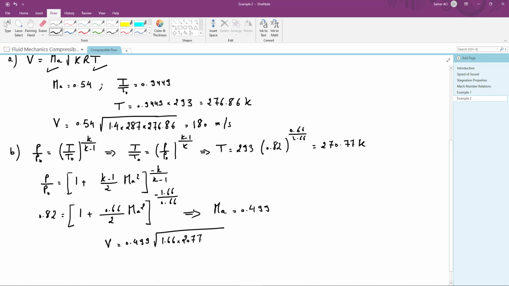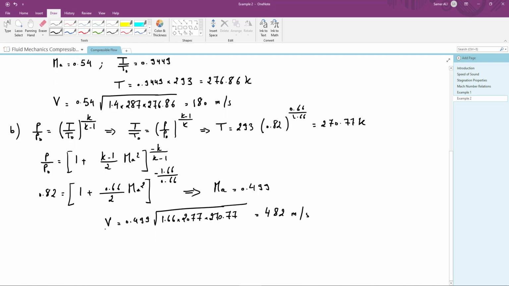So now the velocity V will be equal to the Mach number times the square root of K into R into the temperature, which is equal to 482 meters per second. Actually, there is another method to find the flow velocity here by using equations.